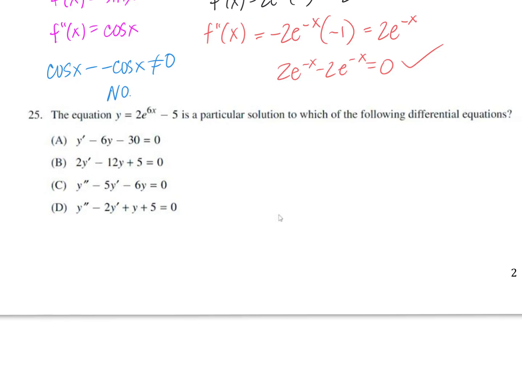Okay, let's go get y prime. What's y prime going to be? 2e to the 6x, I love that, times, beautiful, the derivative of negative 5? 0. So what's that going to equal? 12e to the 6x. Okay, what's the y double prime going to be then? 12e to the 6x times 6. 12 times 6, 12, 24, 36, 72. 72, very good, e to the 6x.